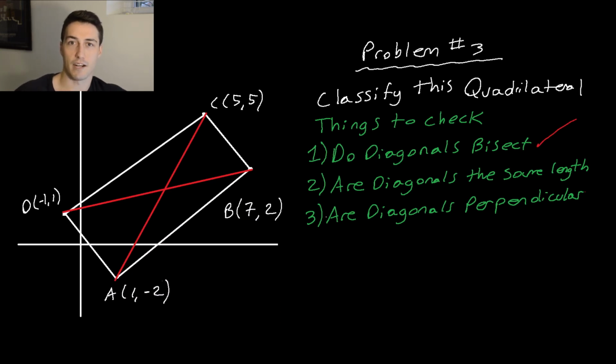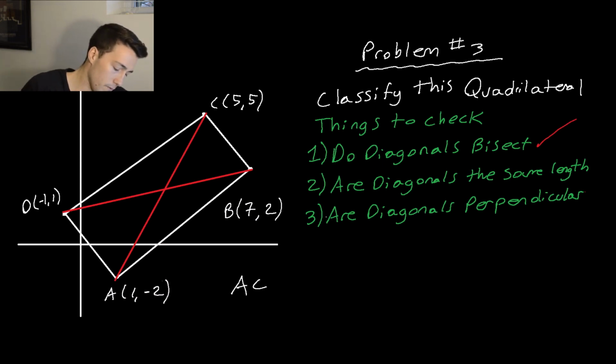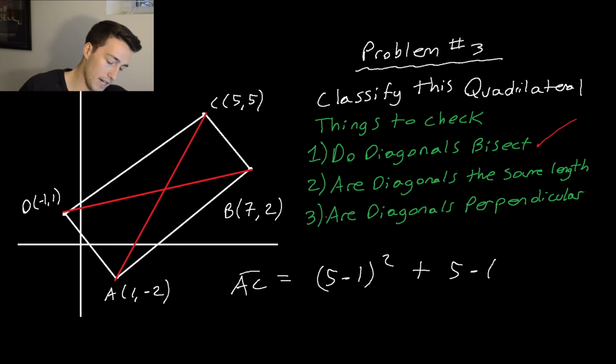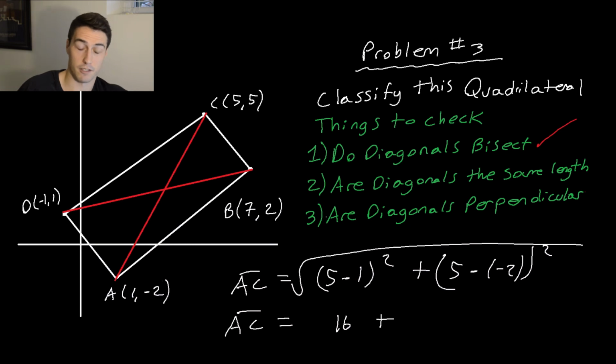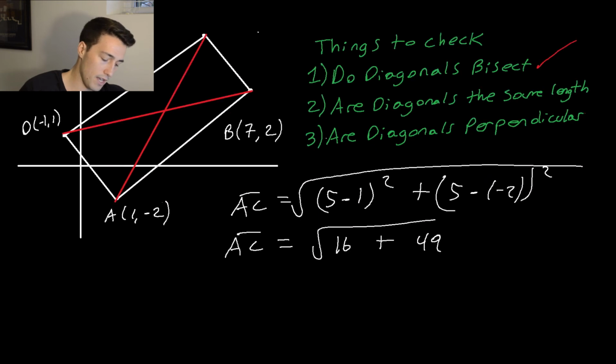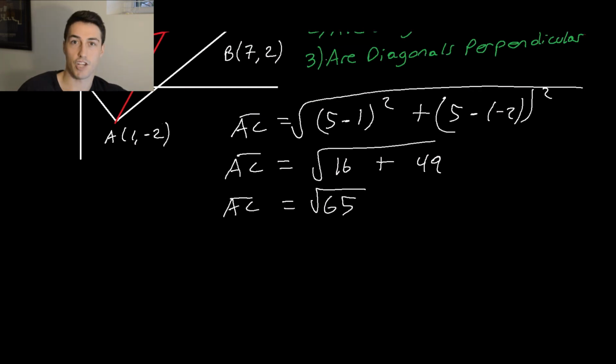Now let's check to see if the diagonals have the same length. So AC is going to equal the square root of the x distance, 5 minus 1 squared, plus the y distance, 5 minus negative 2, all squared. So AC is equal to 5 minus 1 is 4, 4 squared is 16, plus 5 minus negative 2, that's 5 plus 2, so that's 7, 7 squared is 49, all under the square root, and we'll have that line AC is the square root of 65. Now let's check for line BD.